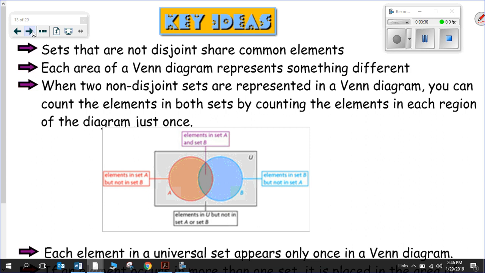So here is just a quick summary of what we just did. If we have sets that are not disjoint, that means they have to share some common elements, and they're not necessarily going to be a subset like last lesson. They might just overlap. If we look at this picture, this region right here are the elements that are only in A, but they're not in B. The elements that are right in here are the elements that are in B, but are not in A. The elements in the middle are what they have in common. They're in A and they're in B. And if there are elements that aren't in A or B, then they're just found on the outside.